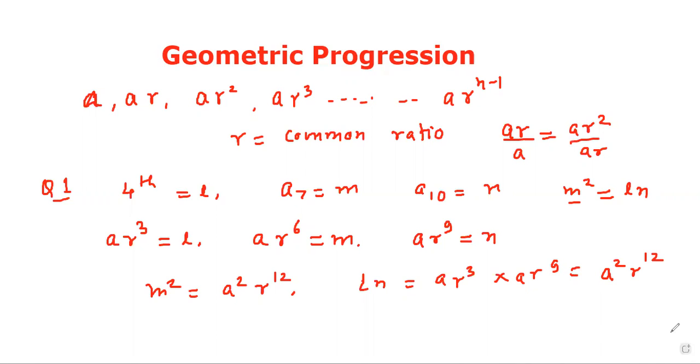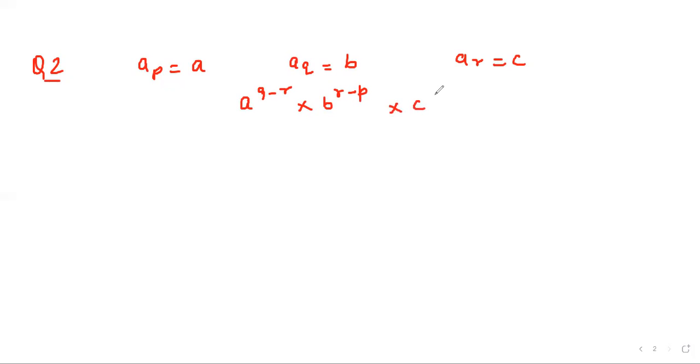Now consider the second question. Question 2. The Pth, Qth, and Rth terms of a GP are a, b, and c. So we have to prove that a^(q-r) times b^(r-p) times c^(p-q) equals 1.